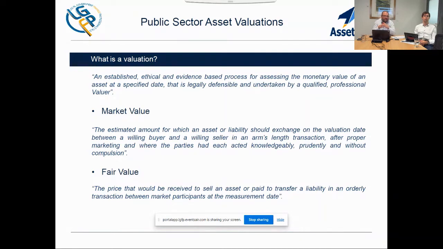Under the market valuation approach, there won't necessarily be a prospective purchaser, which can drive the valuation right down, whereas under the fair valuation definition, we assume that there is someone in the market to acquire that asset.